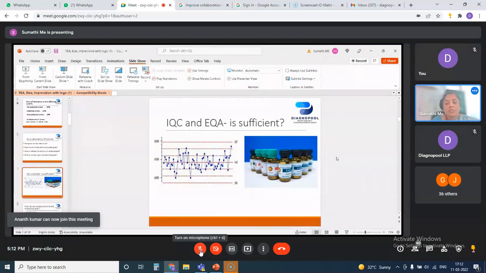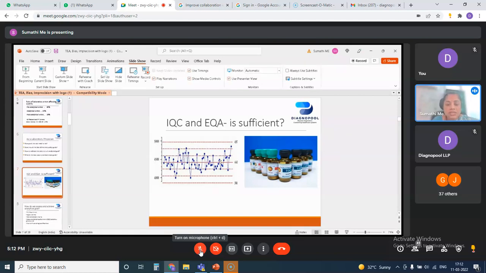So now most of the labs in our country and elsewhere have these two processes which are routinely done, that is internal quality control and external quality control. So we are all having these two things. Is that sufficient to define our quality goals, or is it the only thing we have to do to define our quality goals?